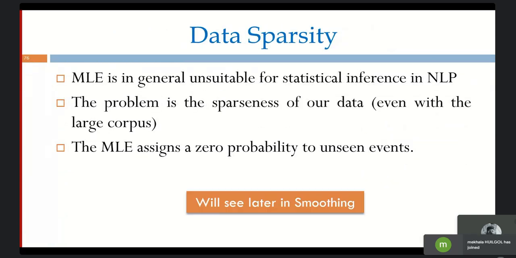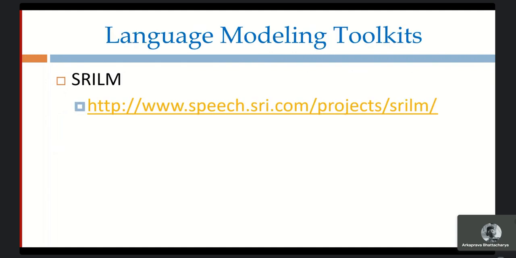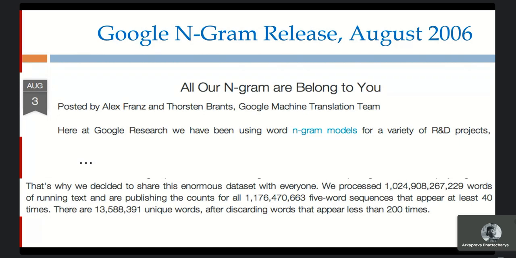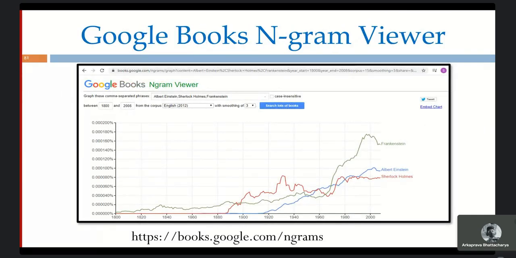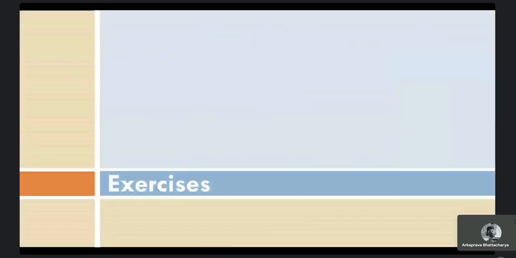This is where we look into smoothing. Smoothing is a very important technique in order to handle this data sparsity. These are some of the publicly available language modeling toolkits, which you can go through. There is one more. This is not the Google Ngram release; there are many releases. This is my old slide. August 2006, you can see here, there is an Ngram release, with respect to the Google Books Ngram viewer and so on.